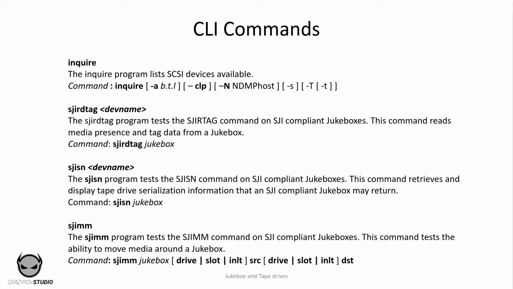This command is usually used to get the element address of a tape drive, which is required as a parameter to manually configure drives to a jukebox. This command is always helpful in checking if drive ordering has changed on the operating system in case of a reboot, wherever you do not have persistent binding and persistent naming configured. The next command is sjimm, and it is used to move media around the jukebox.